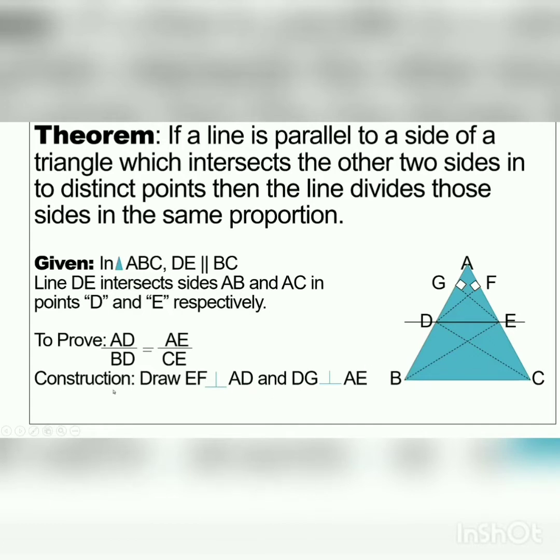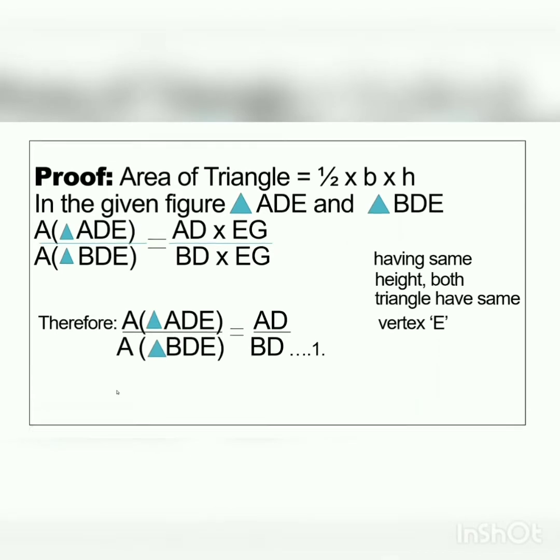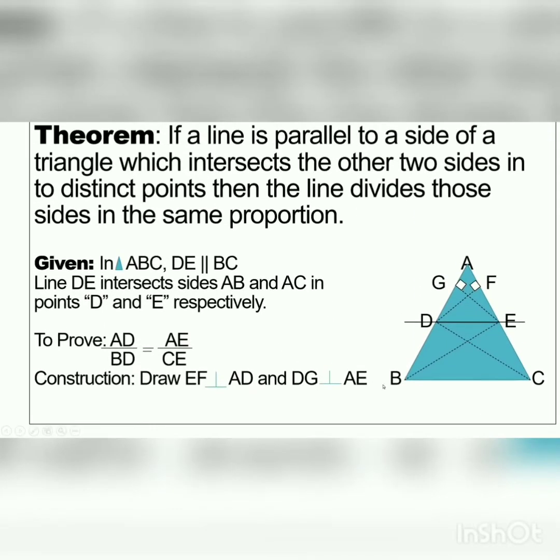Next, construction. Join B to E and C to D. We draw BE and CD in dotted lines because of construction. In construction, you always draw segments in dotted lines. This construction is given in your textbook.